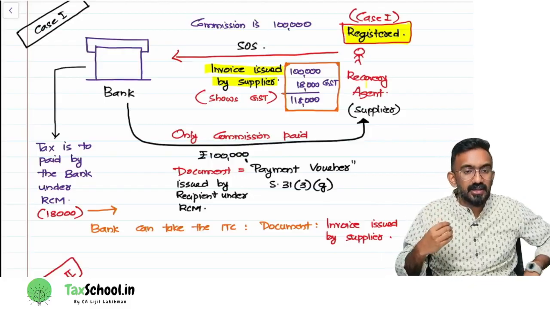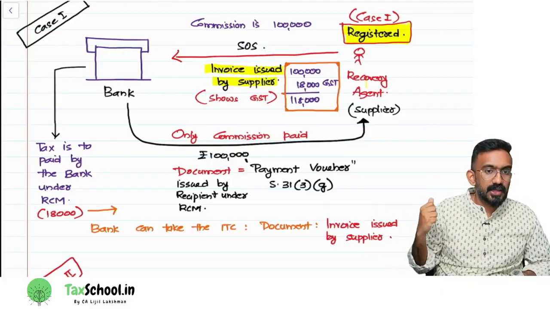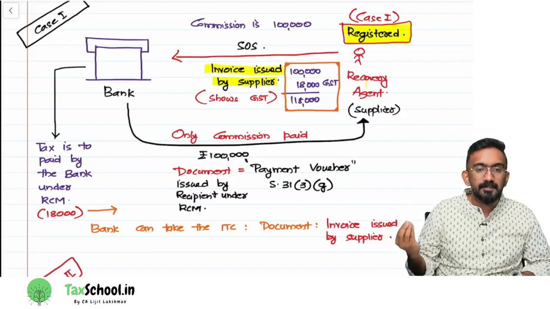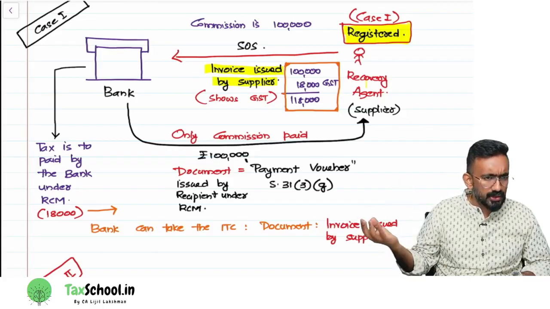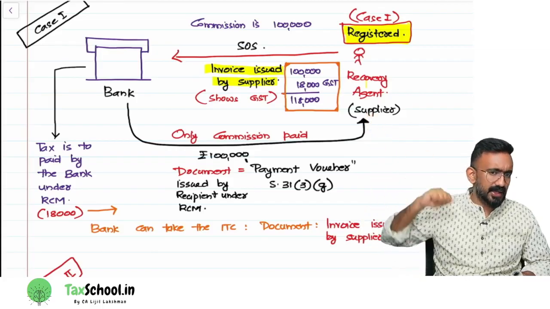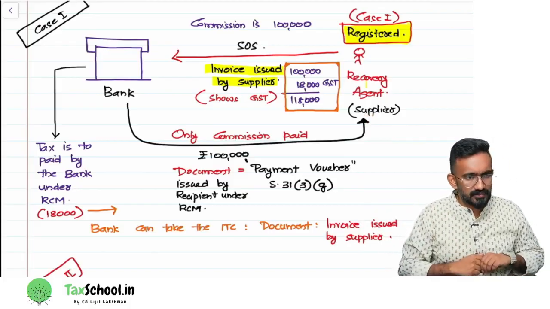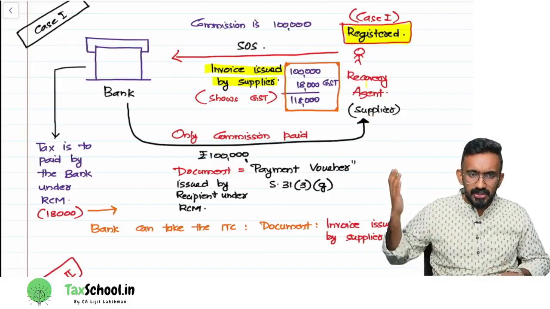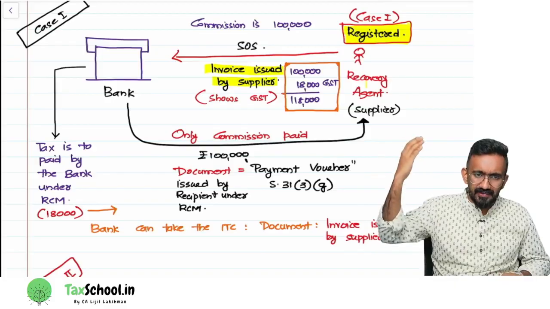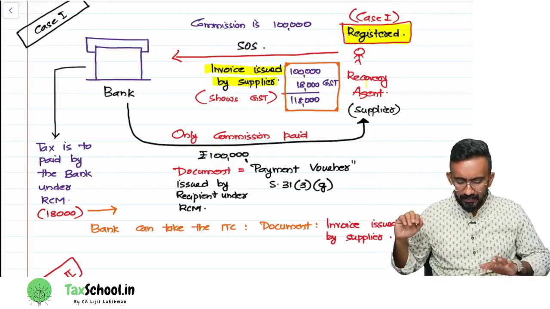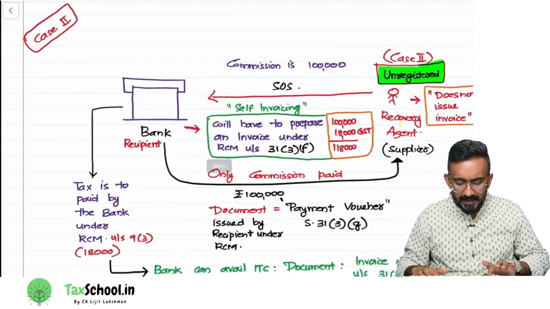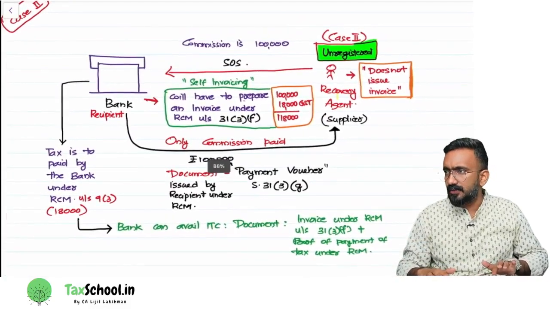Now, to take the credit, what document will be referred to by the bank? The document referred to is the normal tax invoice issued by the supplier itself, because that GST is mentioned there. The time limit will be based on the normal tax invoice that we are now discussing under section 16. Case number 2 is where it is slightly important. That's why there is some clarification they have given.